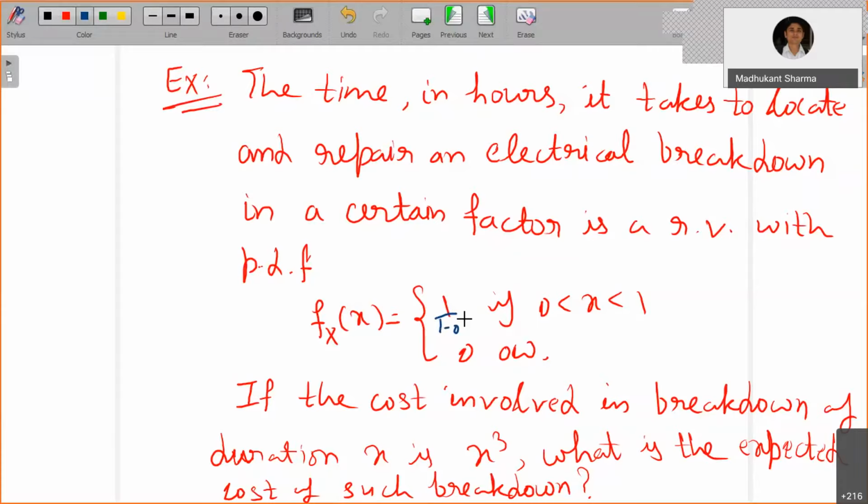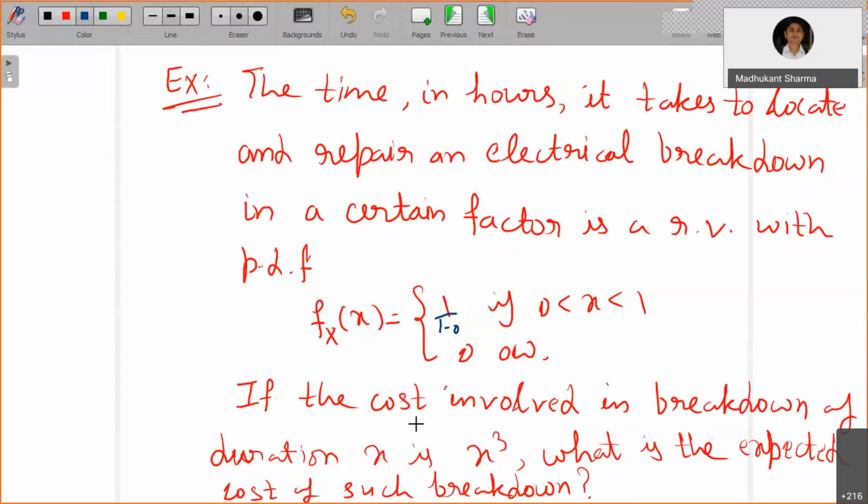Okay, right. So suppose the cost involved in a breakdown of duration x, that is for x number of hours, is x cube. If you are working for 1 hour, it's 1 rupee. If you are working for 100 hours, it is 100 cube.